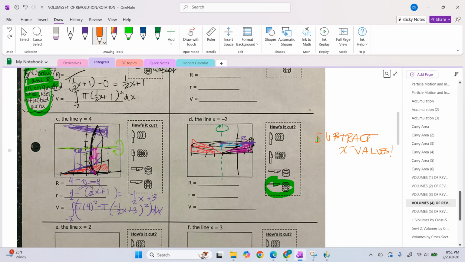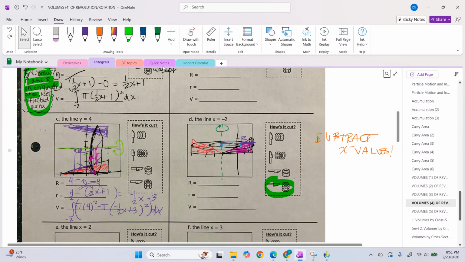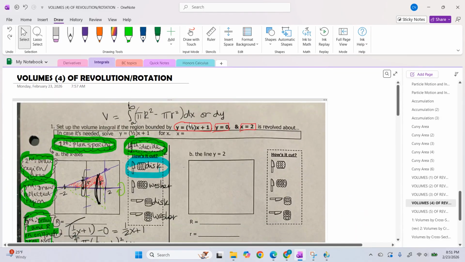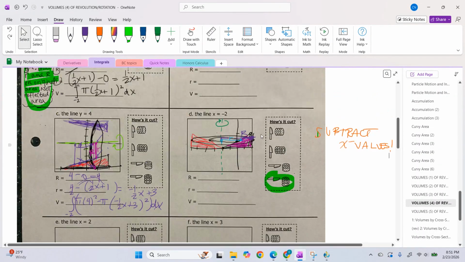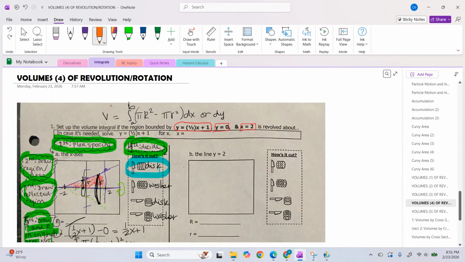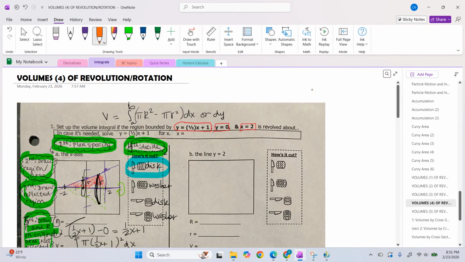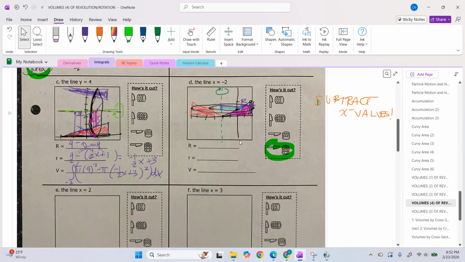So that is why in the video, whenever we took our original equation, y equals 1/2 x plus 1. Actually, let me do it up here because that's why the space is there. It says solve for x, in case it's needed. If I have y equals 1/2 x plus 1, I'm going to solve for x real quick. So subtract 1 and then multiply by 2. So 2y minus 2 equals x. 2y minus 2. All right, remember that, 2y minus 2.